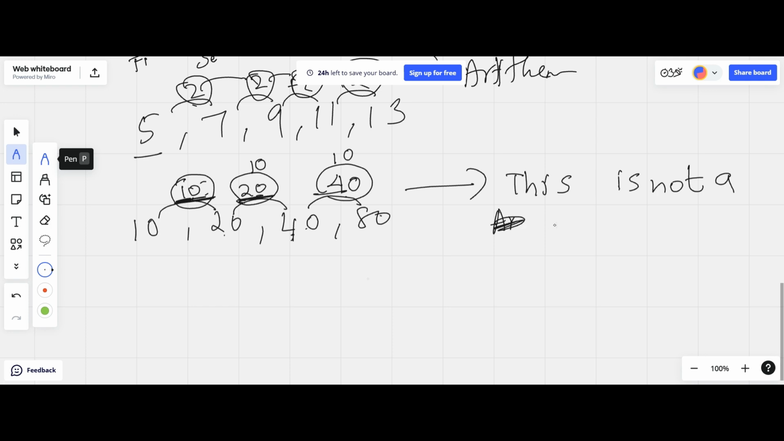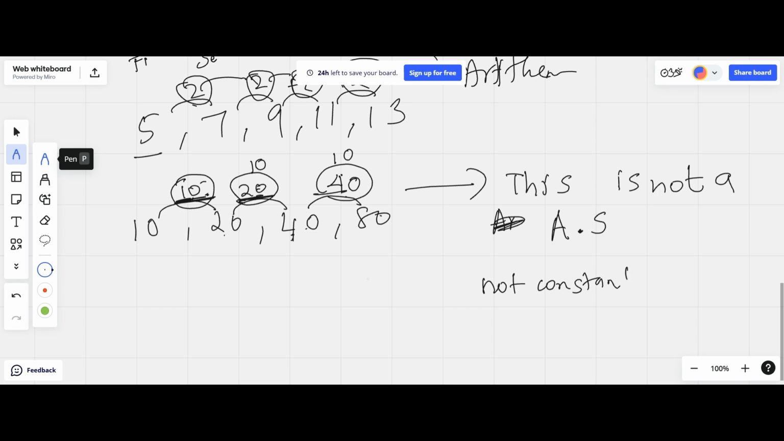I will write arithmetic sequence in short as a dot s. A dot s means arithmetic sequence. So this is not an arithmetic sequence. Why? Because the difference is not common, or different, or not constant.